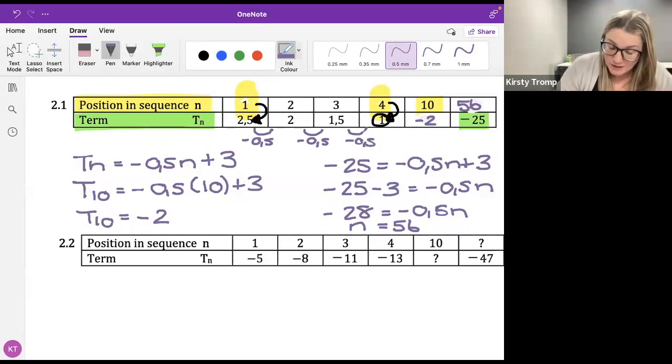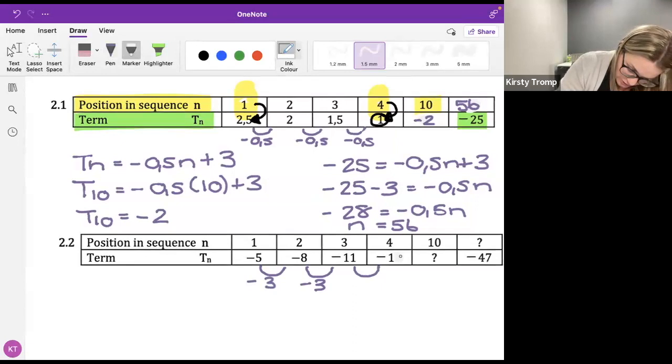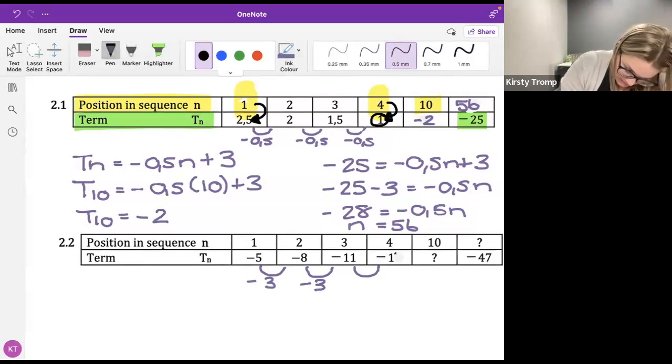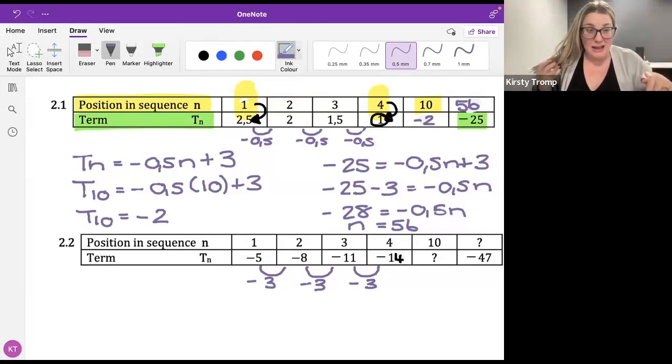First thing I want to do is see what's happening each time. How do I get from negative 5 to negative 8, from negative 8 to negative 11, from negative 11 to negative 13? Well, from negative 5 to negative 8, I'm minusing 3. From negative 8 to negative 11, I am minusing 3. And I can already tell you that there's a small mistake in this question. And from negative 11 to negative 14 is minus 3. So each time, I am minusing 3.